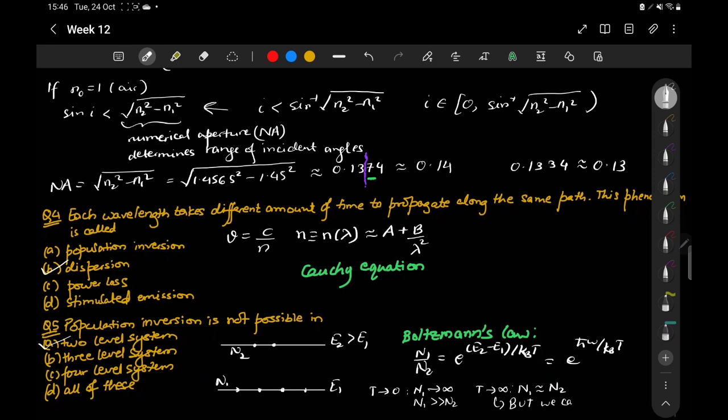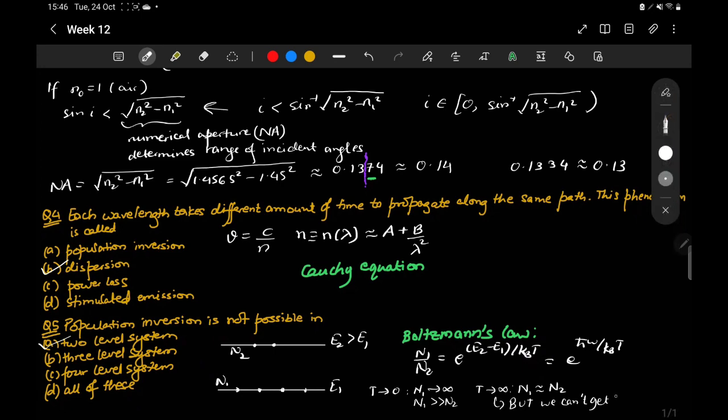we can never get N2 greater than N1. We can never get the case where N2 will be greater than N1, and we need N2 greater than N1 for population inversion and for laser action to start. So in a 2-level system, this is not possible. It is possible in 3-level systems and in 4-level systems.